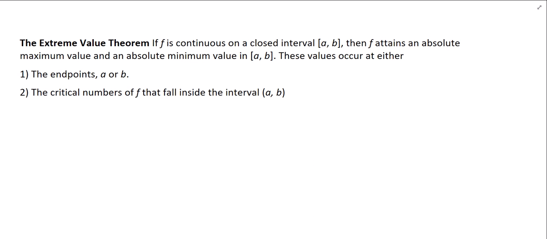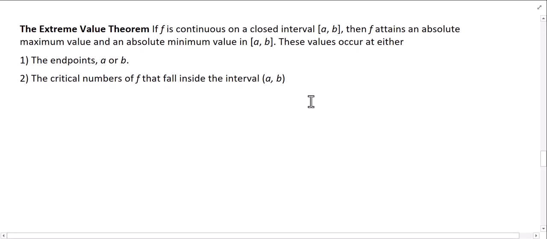Hey there, in this video we're going to talk about the extreme value theorem, finding absolute max and minimum values, and relative or local max and min. So this is part 2 of the video series on absolute max and min.